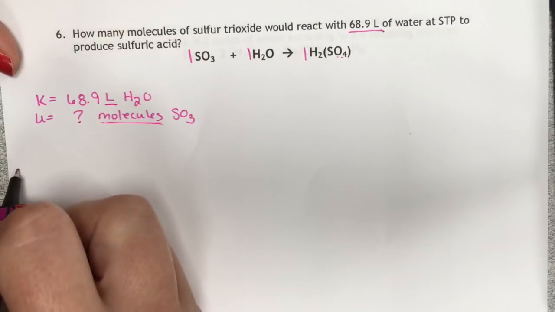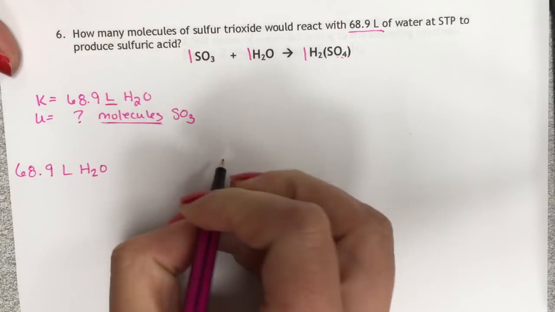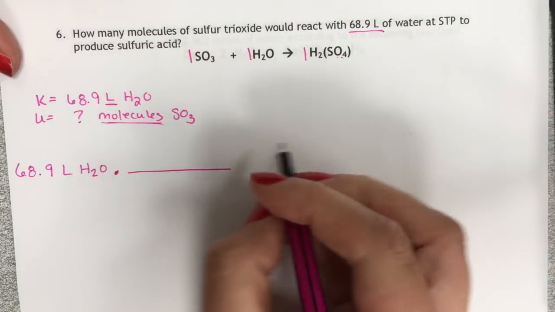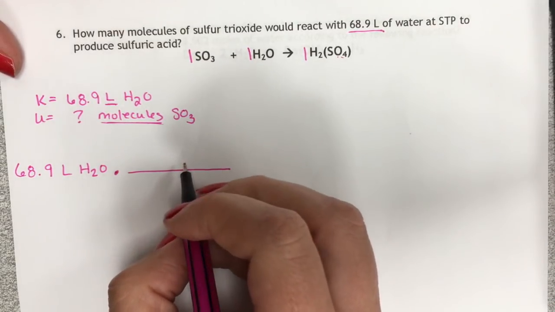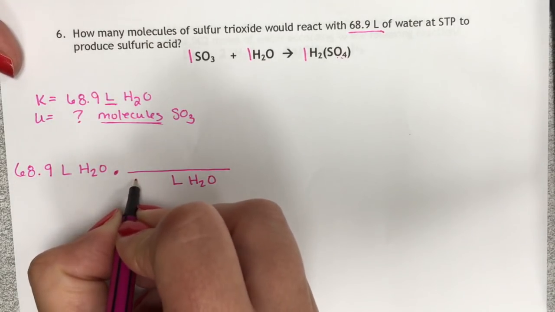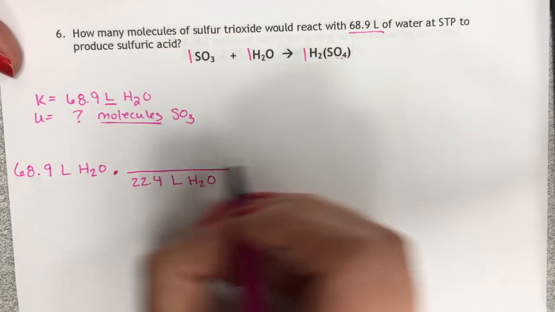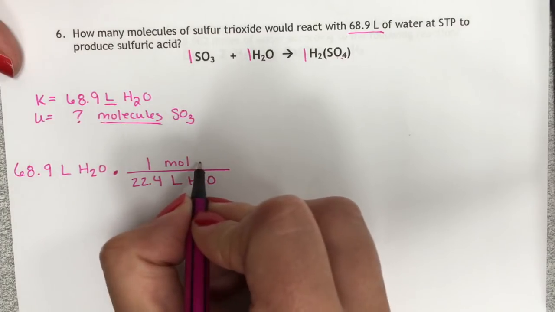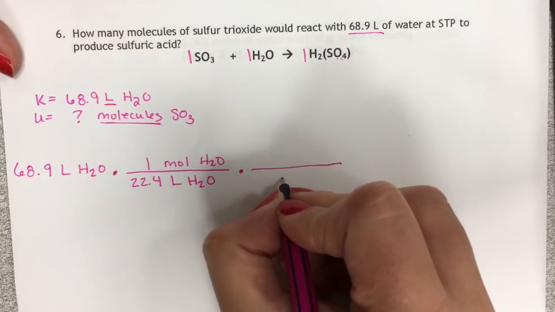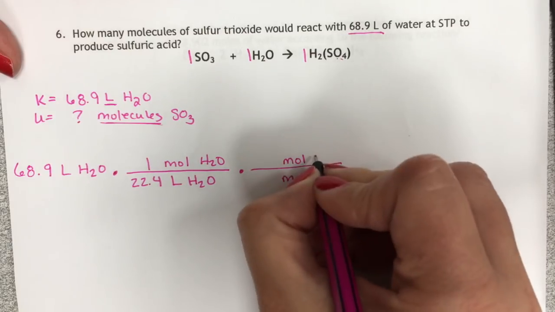So we always start with what we have, 68.9 liters of H2O, okay? And then to do that, we have liters of H2O here. We're going to say 22.4 for every 1 mole. Okay, that's us converting to moles. Now we do our mole to mole ratio. Whatever's up here goes here. The unknown goes at the top.